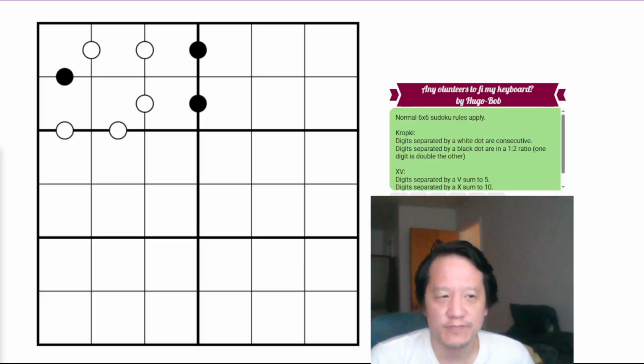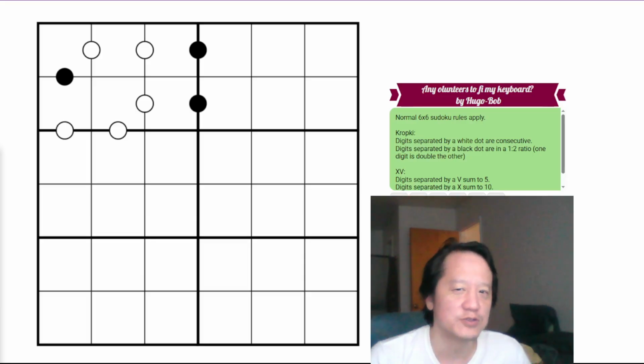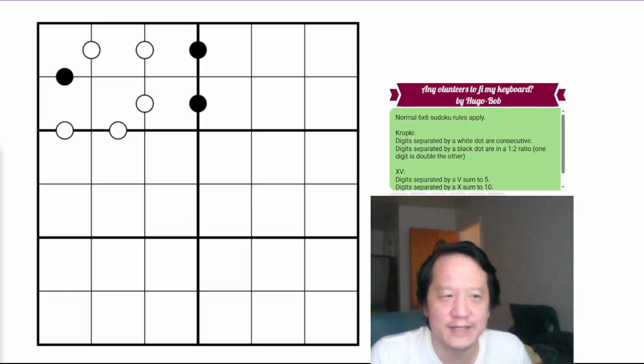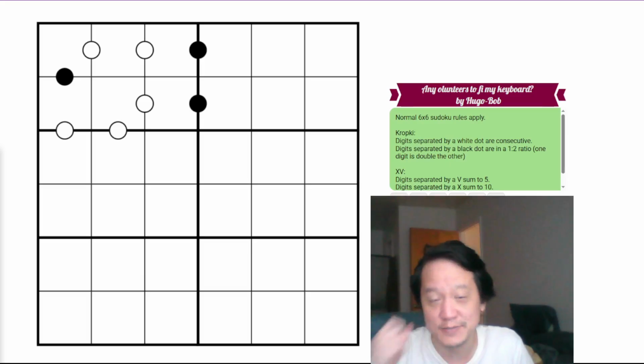Today's very easy puzzle is called Any Volunteers to Fight My Keyboard? And this is by Hugo Bob, and you will see why we have this title in place.